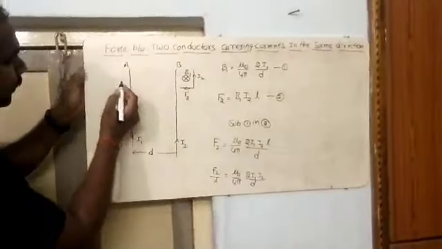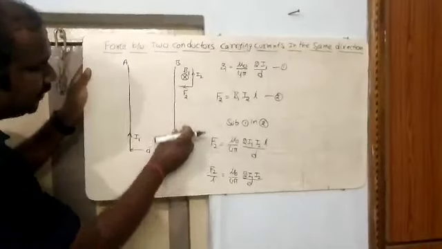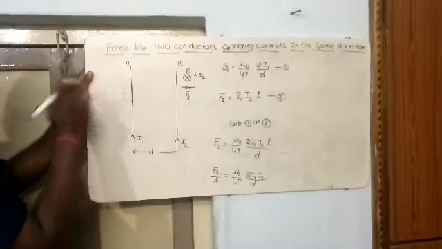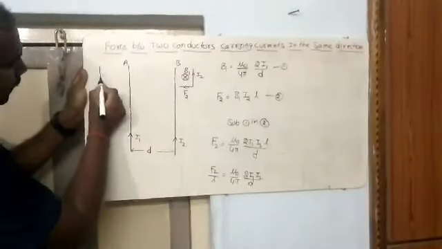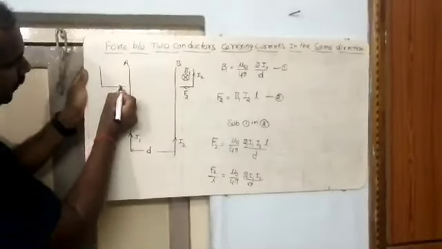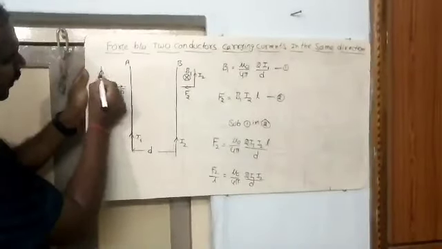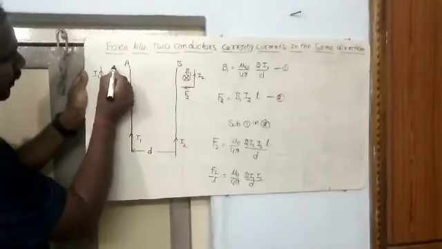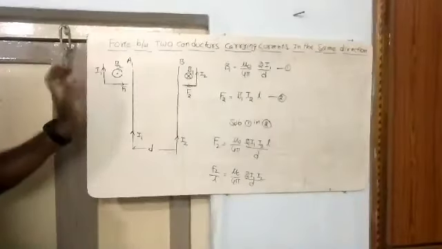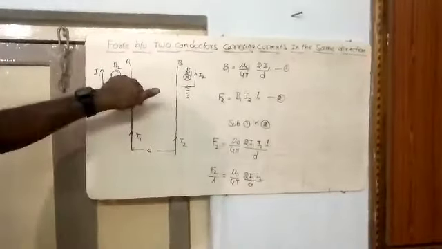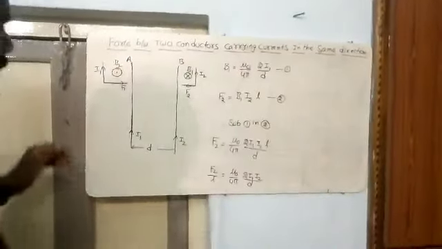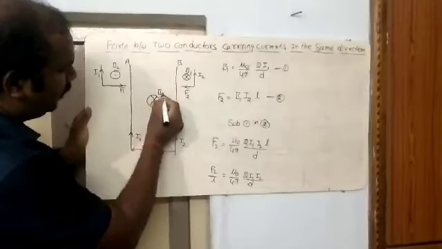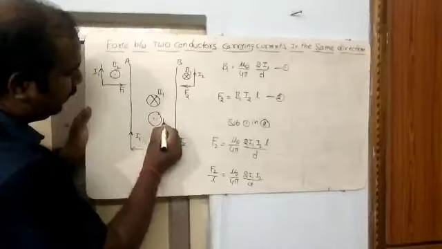Similarly, if the current I2 is passing, it creates a magnetic field. That magnetic field is acting on this conductor. How? You see, this is the force F1, this is the current I1, and this is the magnetic field. Here the magnetic field direction is upward, but here the magnetic field is downward. Now here you can clearly mention this B1 is acting downwards and B2 is acting upwards.